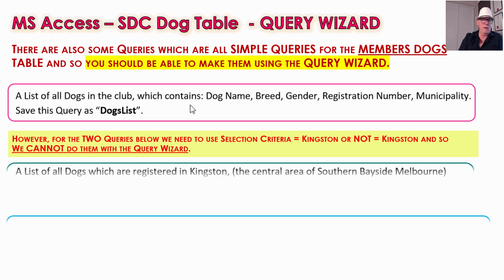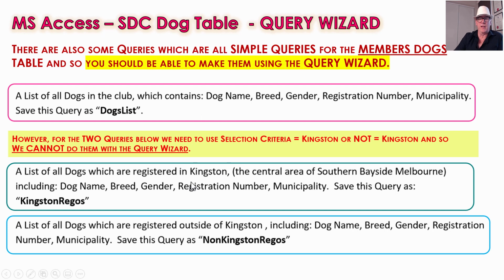Now, for these 2 queries below, we can't do them with the simple query wizard, even though we just want to get information out of the dogs table for both of these ones. It's only a 1 table query. We want to use some selection criteria. For the Kingston Regos, we want to have criteria of the municipality equals Kingston. And for the non-Kingston ones, we're going to have some criteria there that municipality does not equal Kingston, for the non-Kingston Regos, okay? So this one's got some criteria in it, so we can't use the query wizard, all right? The query wizard is only good for very simple queries. Now we're getting into the other queries where we need to use the query designer.